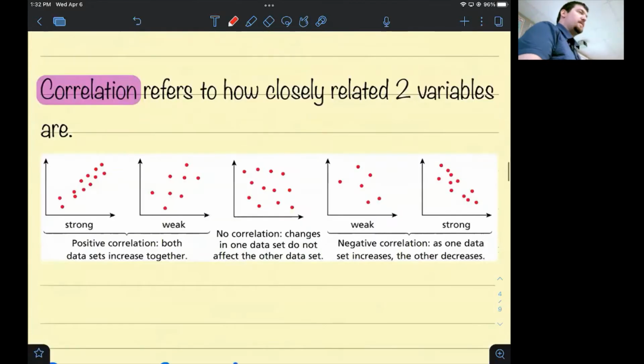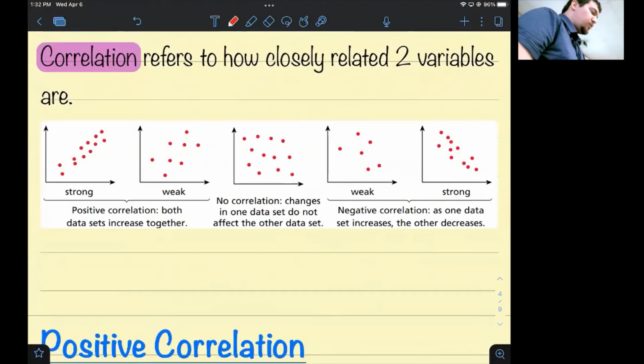All right, you've heard me talk about correlation. Correlation refers to how closely 2 variables are related. We talked about positive and negative correlation. We've also looked at no correlation, but there is strong positive correlation where the points are very close to making a line. Then you've got weak positive, which means I could still draw a trend line through that, but the points are going to be farther away. They're not as closely associated.